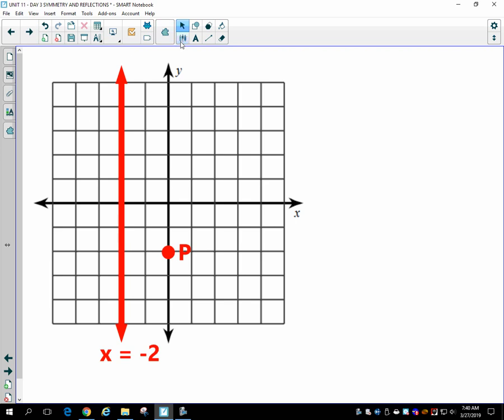And we could do one more. This line is 2 units to the left of the y-axis, so we call it x equals -2. I'm going to count 1, 2 units to the line of reflection, so 1, 2 more units gives me P prime.